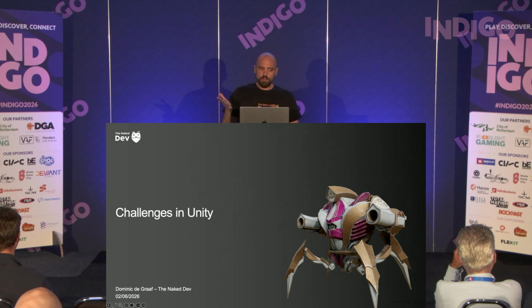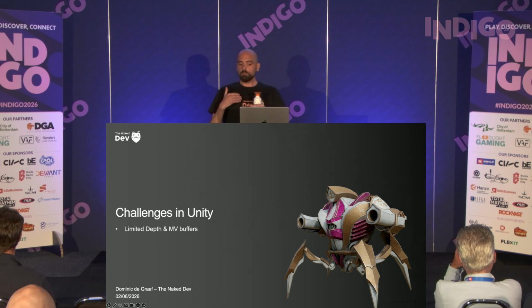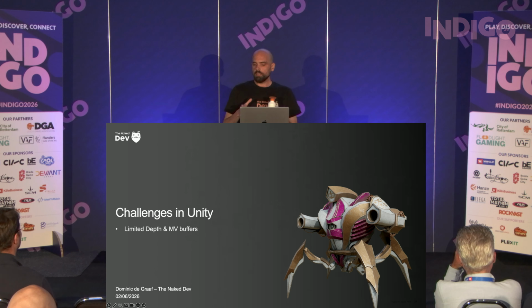So when we start with the limited depth and motion vector buffer, luckily there is a solution for that, which is called the reactive mask, which is a custom mask where you can add objects into these masks, which tells the upscaler to use less of the data from previous frames and more of the current frame, cleaning up the upscaled results.